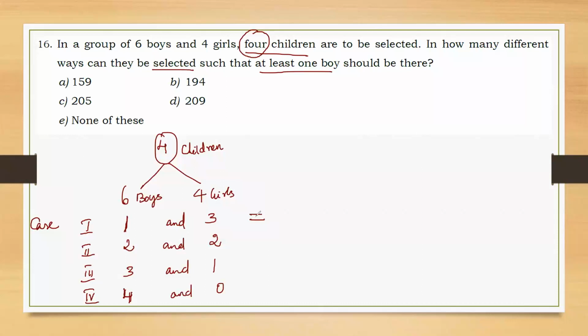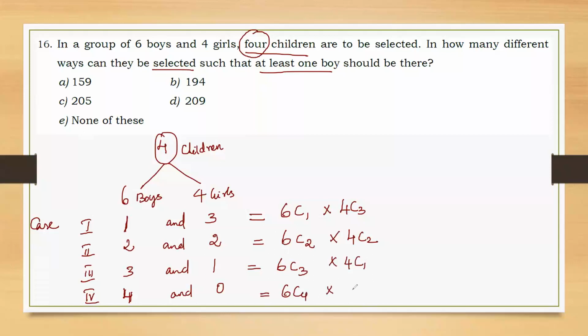Now we need to select 1 boy out of 6 and 3 out of 4. Similarly, 2 out of 6, here also 4C2. Here 6C3, 4C1, you have to select 1 out of 4. Here 4 out of 6 and 0 out of 4. Is it clear? Okay.